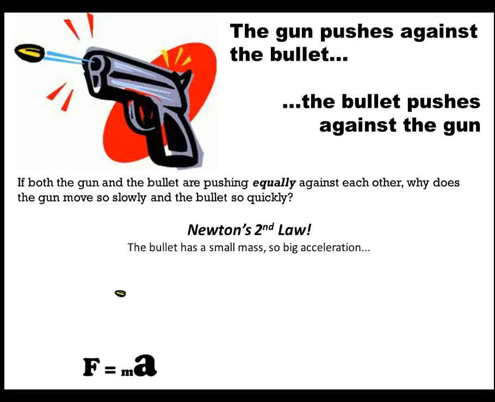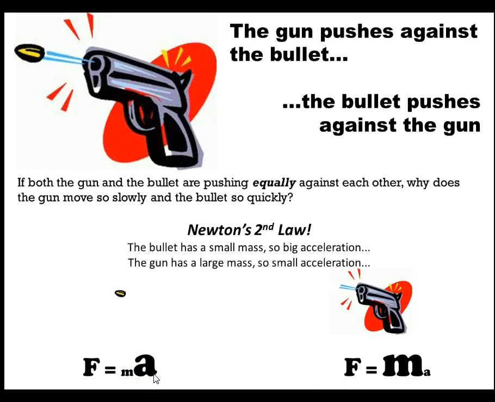The bullet has a small mass, so you're going to get a very large acceleration. On the other hand, the gun has a large mass, so you're going to get a small acceleration. So same amount of force, small mass, big acceleration. Big mass, small acceleration. But in both cases, I have the equal force there.